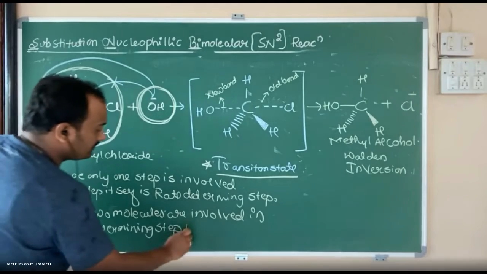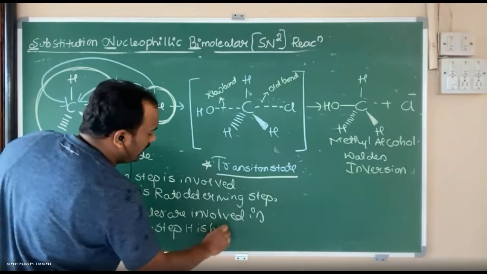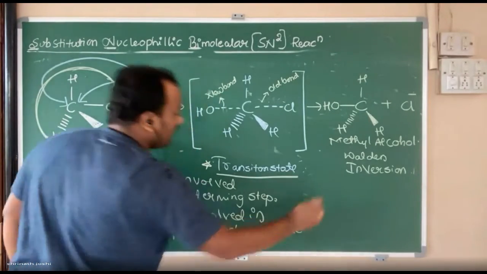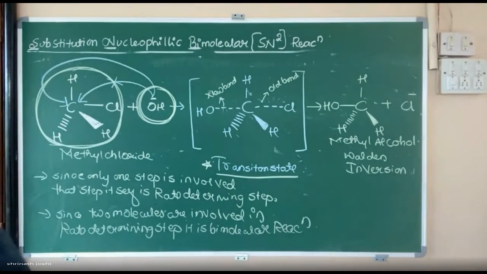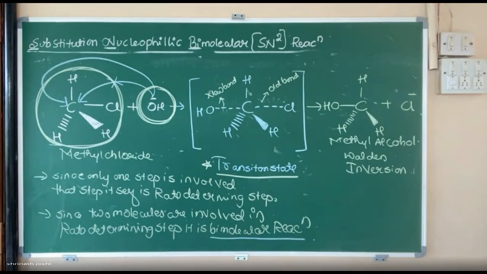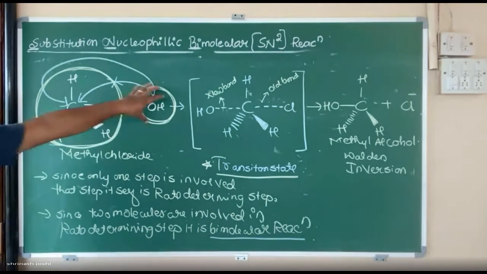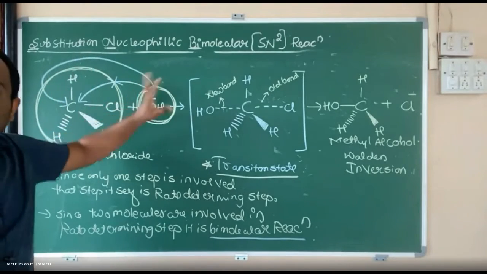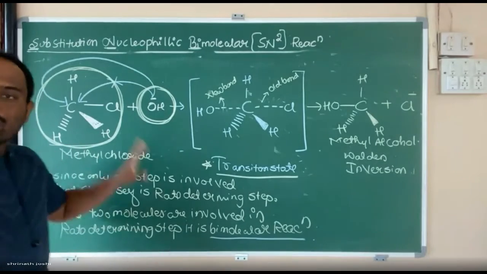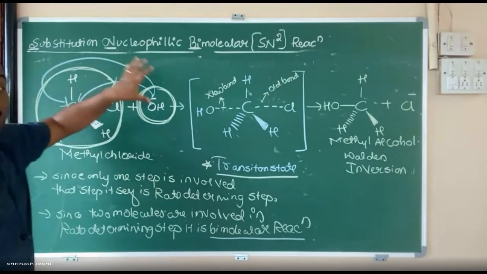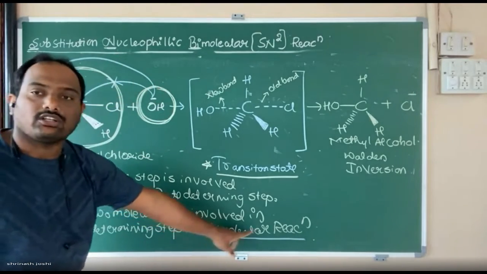it is a bimolecular reaction. This is your second point. Underline the word, bimolecular reaction. See here, two molecules are involved: one nucleophile and another alkyl halide. But in SN1, only the alkyl halide was involved in the RDS; there is no nucleophile. But here, this step itself is the rate determining step. Here the alkyl halide is also important, the nucleophile is also important. That's why it is a bimolecular reaction.